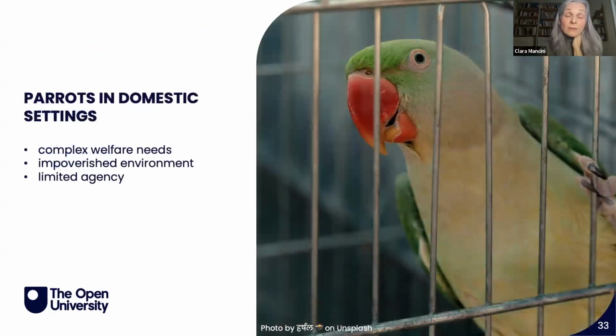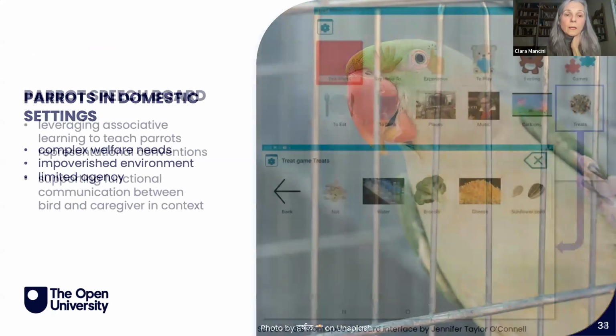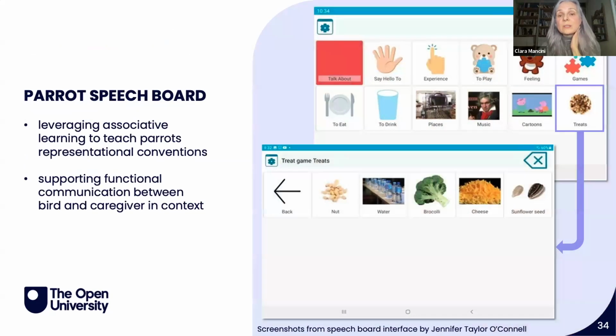Millions of parrots live in captive conditions in which their complex cognitive and welfare needs are not adequately met by environments that are unsuited to their evolutionary characteristics and that severely limit their agency. To help address these challenges, Jennifer has taught a small group of cockatoos to use a speech board.